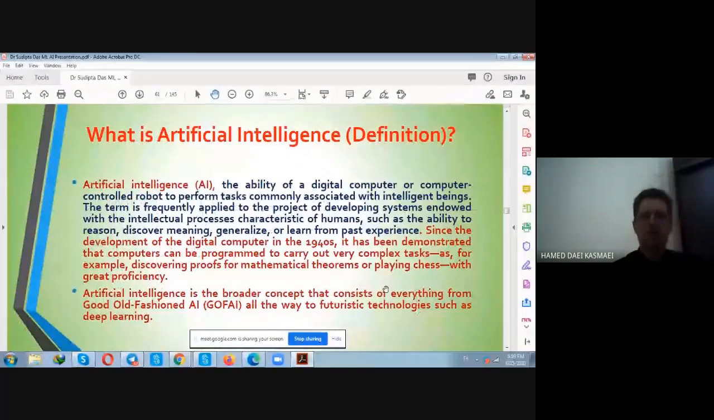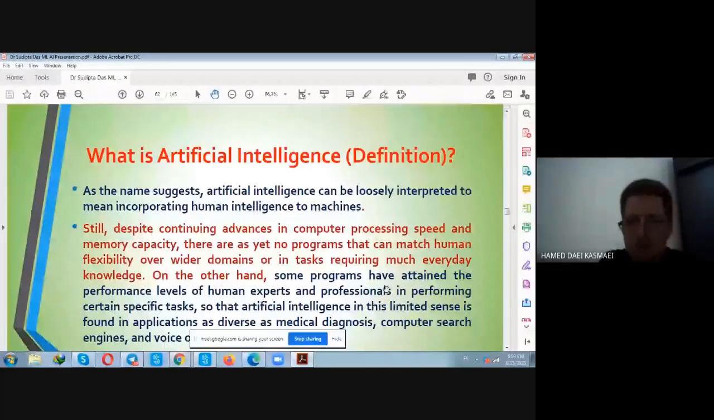So what is the artificial intelligence definition? Artificial intelligence can be loosely interpreted to mean incorporating human intelligence into machines. Still, despite continuing advances in computer processing speed and memory capacity, there are as yet no programs that can match human flexibility over wider domains or in tasks requiring much everyday knowledge. This is very important. Maybe by the year 2030, we will have many complex systems that can compete with human brain activities.